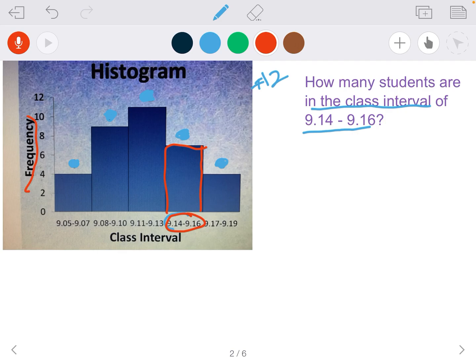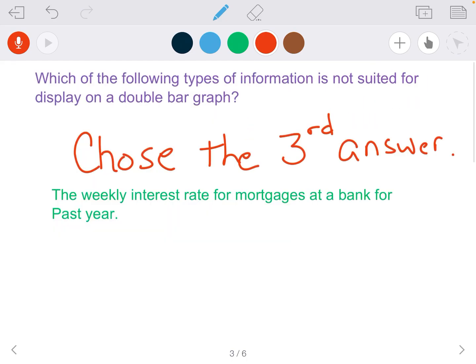It's asking me how many students there are. The frequency here is the number of students. So if I trace this number over to that line, the number is 7 because it's halfway between 6 and 7. So the answer is 7. That's all there is to it to that one.